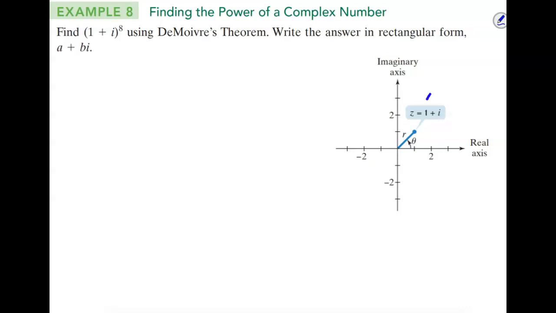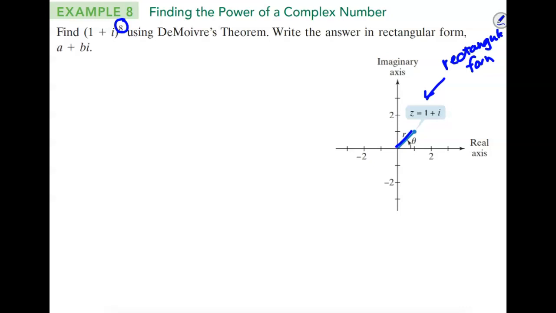Remember, this is in rectangular form, where we're going 1 to the right and then 1 up. This is our a value and that's our b value. All right, and we are going to raise that complex number to the 8th power. So we want to first find out what the radius is here.